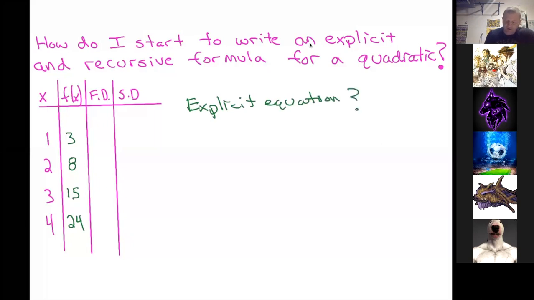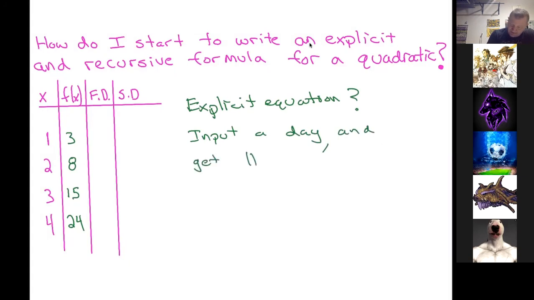So my goal is to be able to input a day of the month and get the number of push-ups. So I want to be able to input, okay, day 30, the last day of the month. How many push-ups did he do?